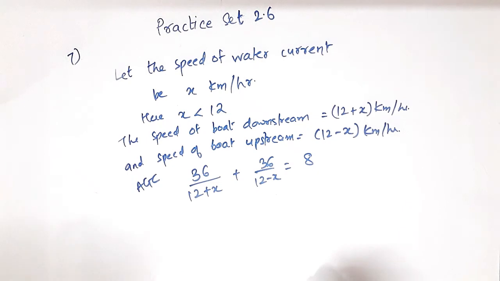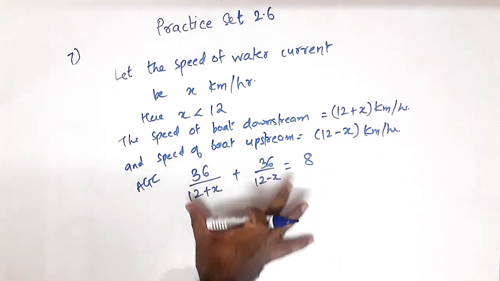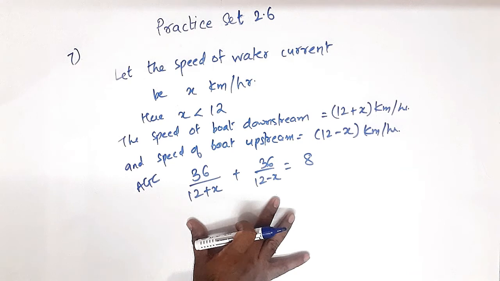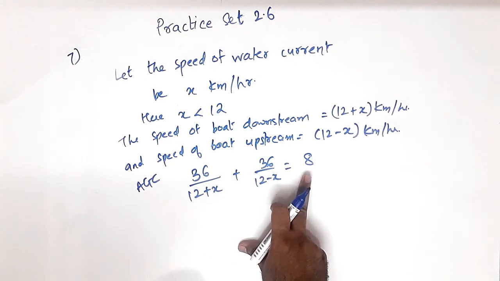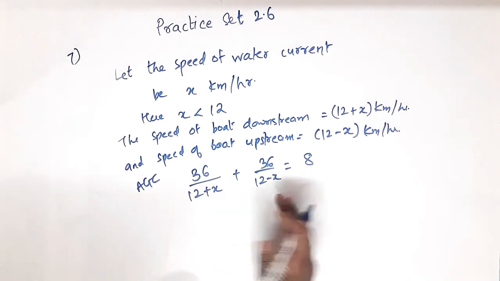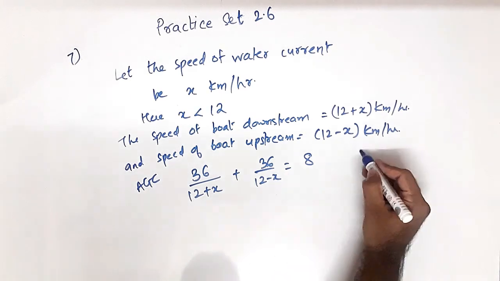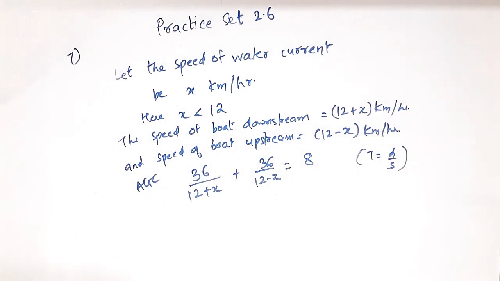Now what I am doing here is, it takes 8 hours. So time is equal to distance upon speed. The total distance traveled is 36 kilometers and in 8 hours the boat goes downstream and comes back. Comes back means upstream, both. So you know this formula, T is equal to D by S, time is equal to distance upon speed. So further it is very easy.